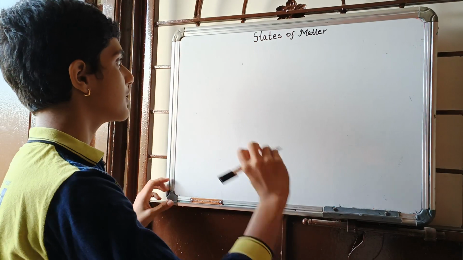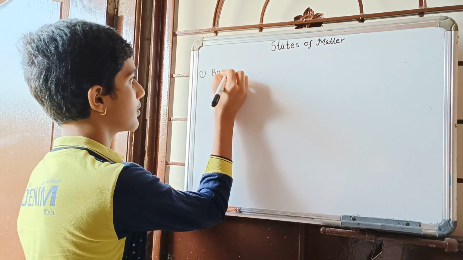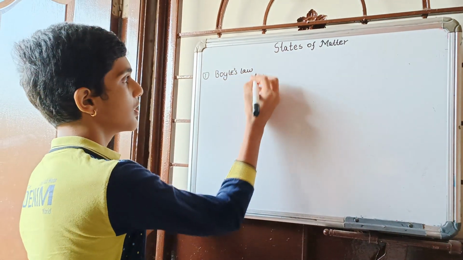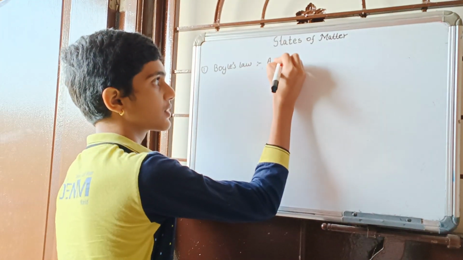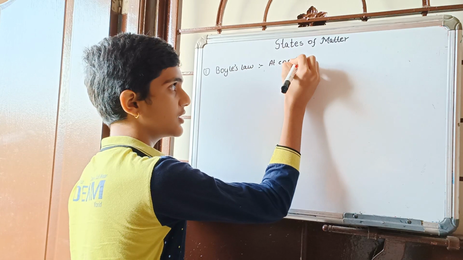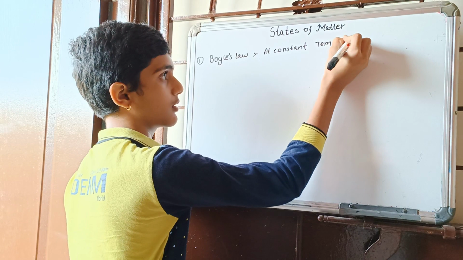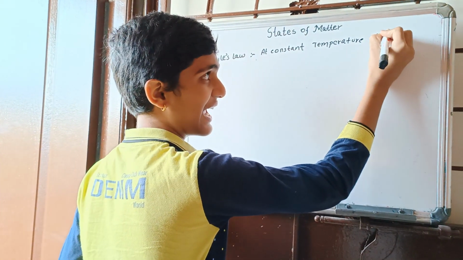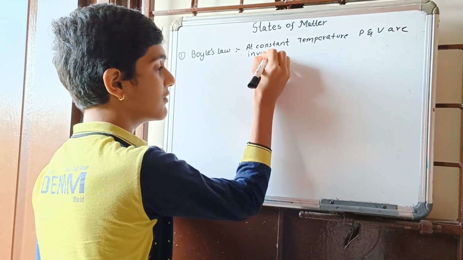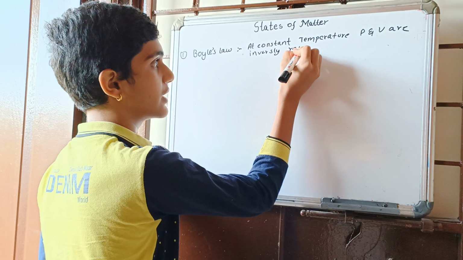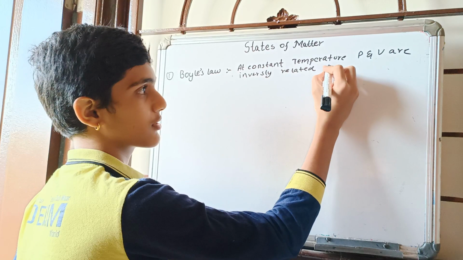The first thing is Boyle's law. Now what does Boyle's law say? Boyle's law says that at constant temperature, pressure and volume are inversely related. And this happens at a constant number of moles also.